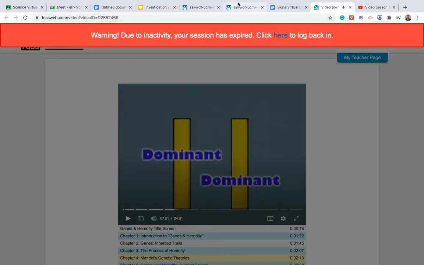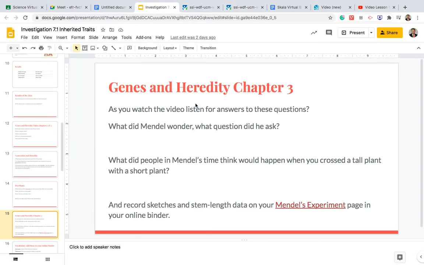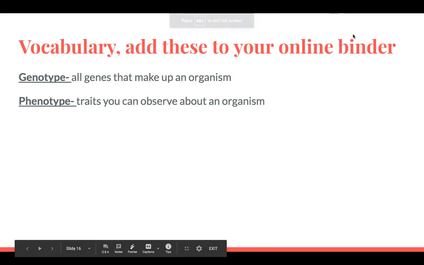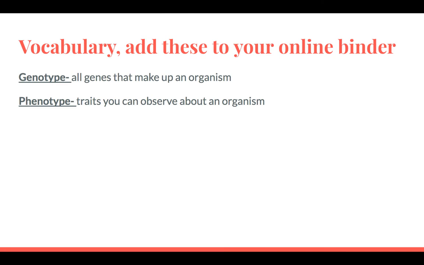So we looked at that experiment, and the focus of his investigation was to see what happens when I mix a tall and a short. And our vocab today, this is your homework to make sure we get put in our binder. Genotype is all the genes that make up an organism. So you can't see them. It's your genetic material. It's basically everything that makes you, you. And the phenotype is traits that you can observe about organisms, such as hair color, eye color, height, weight, skin color, what else? Nose, attached earlobes, unattached earlobes, things along that line are your phenotypes.